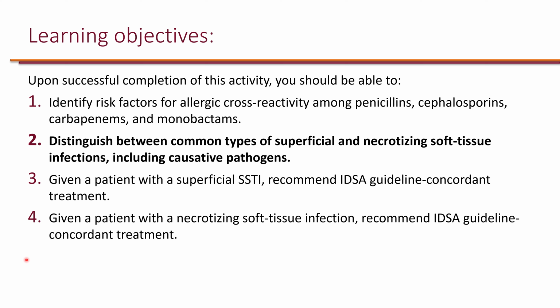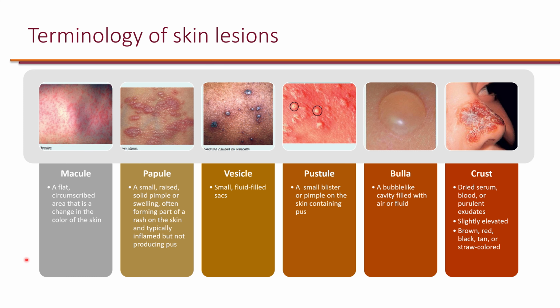Now, let's distinguish between common types of superficial and necrotizing soft tissue infections, including causative pathogens. Here is some terminology of skin lesions that is helpful when discussing skin and soft tissue infections. So a macule, and you can see a picture of it here, is a flat circumscribed area that is a change in the color of the skin. Now, a papule is a small raised solid pimple or swelling, often forming part of a rash on the skin and typically inflamed but not producing pus.